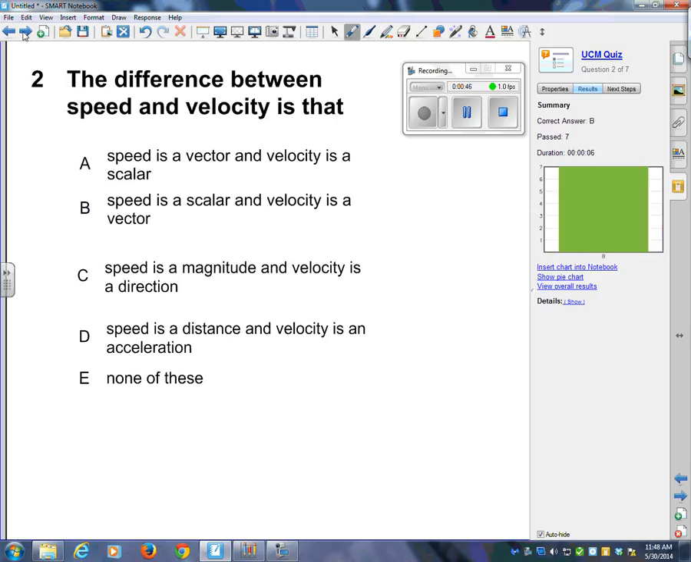The difference between speed and velocity, everybody got this one. Speed is a scalar, velocity is a vector. Good.